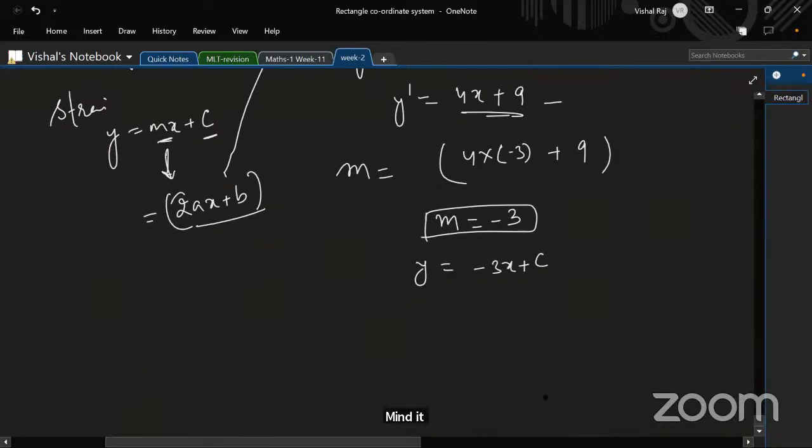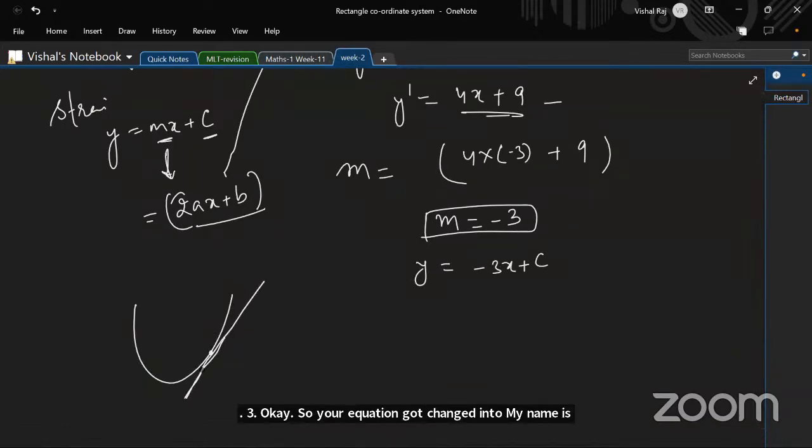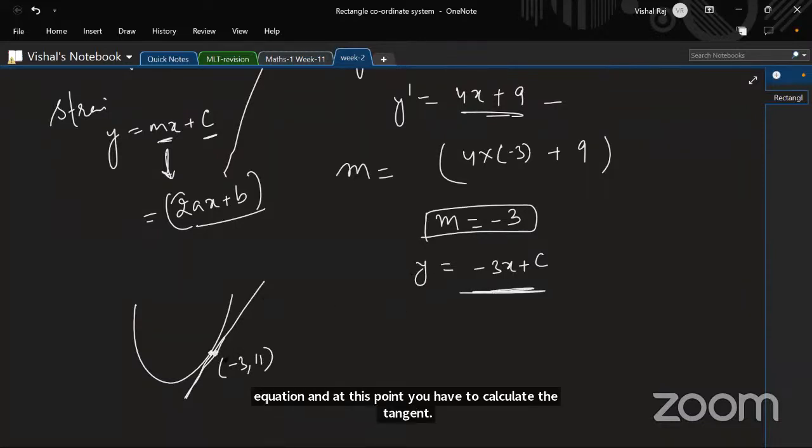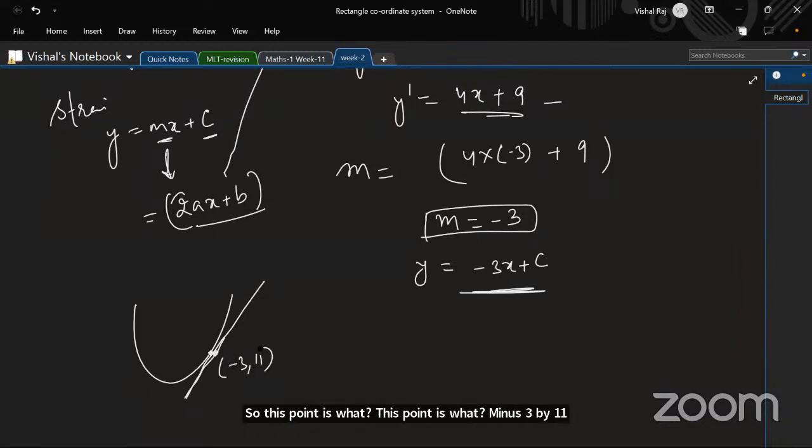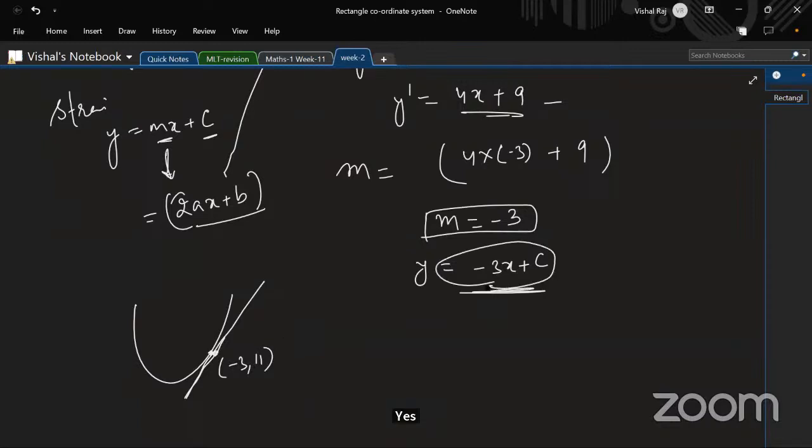And you already know that if you have a parabola, like any equation, and at this point you have to calculate the tangent, this point is what? Minus 3, 11, I guess. This is what you said. Yes. And this straight line will pass through this point also. Correct? Correct or not? This straight line will pass through this point or not?